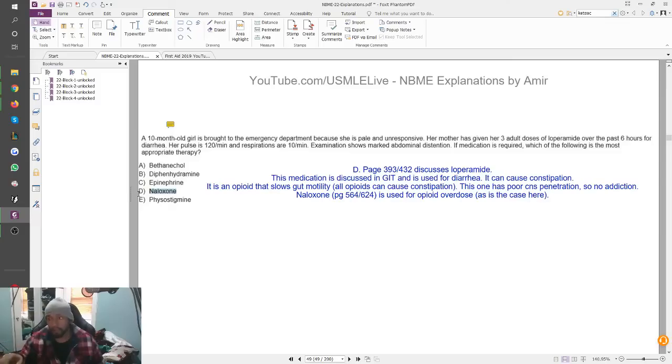Just give them the naloxone and then later find out maybe they overdosed on opioids. You don't wait to find out what's wrong first. You just see the respiratory depression, you give naloxone, move on with life. And that's basically what happened with this 10-month-old girl. The mother gave her 3 adult doses, which was too much, and the mother messed up. Mother almost killed her baby.